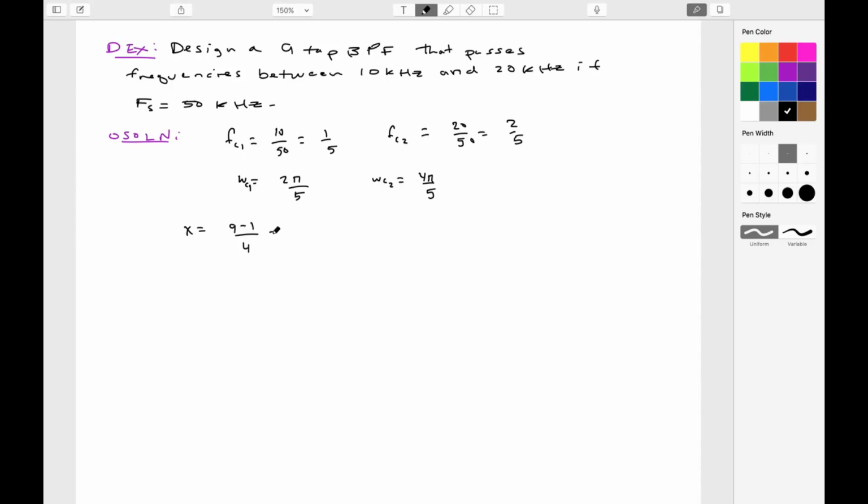X is equal to 9 minus 1 over 2, which is equal to 4. And then what I know is that H bandpass filter of omega is going to equal e to the minus j omega 4 for omega between omega C1 and omega C2, and it's also equal to e to the minus j omega 4 for minus omega C1 greater than omega, and omega greater than minus omega C2. And it's 0 everywhere else.